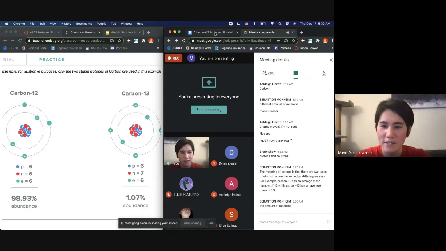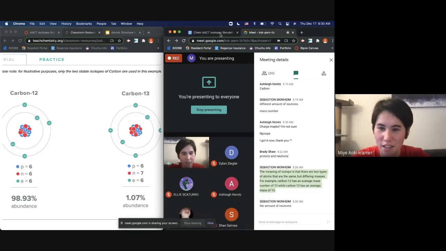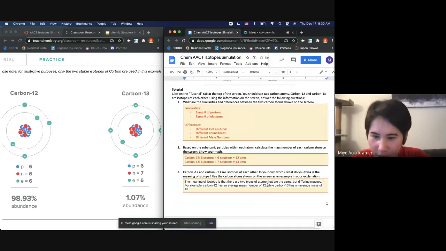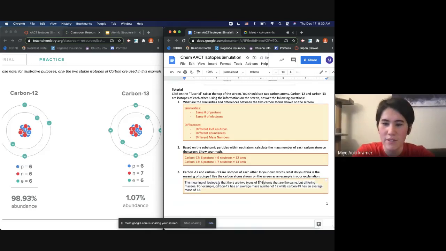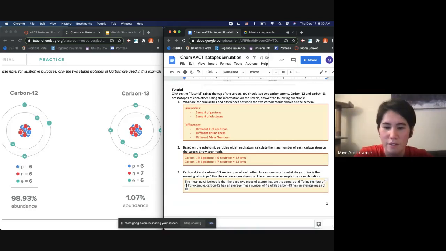So back in our answer over here, I'm actually just going to copy Sebastian's answer, and then we are going to edit it. So 2 types, and then we're going to add here, I'm going to make this bigger. 2 types of the same atom that are the same but different. And then here we'll say number of neutrons, which changes the mass number.